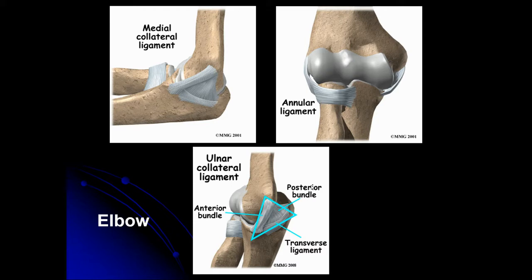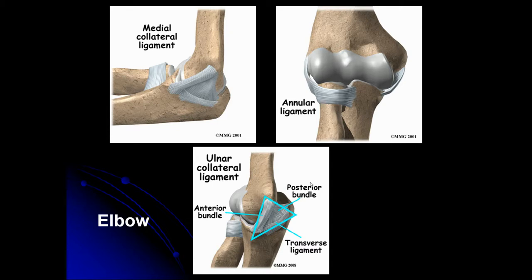If we look at the elbow, it's a little bit different. And this is because there are two bones. There's a medial bone and a lateral bone. The medial bone is the ulna, and the lateral bone is the radius. And there are ligaments that are on each side running to those bones.